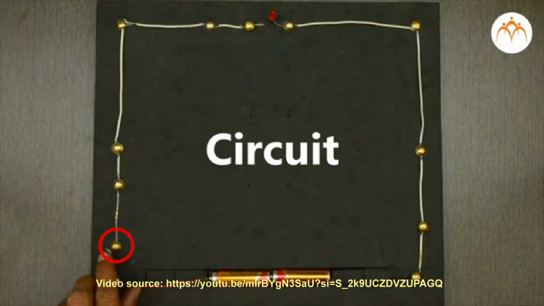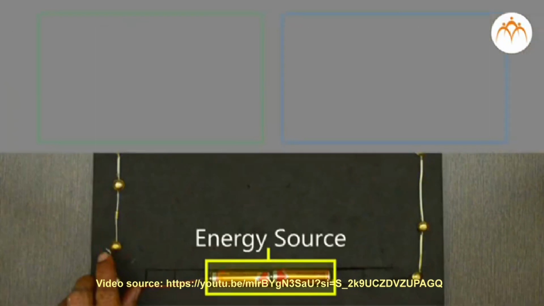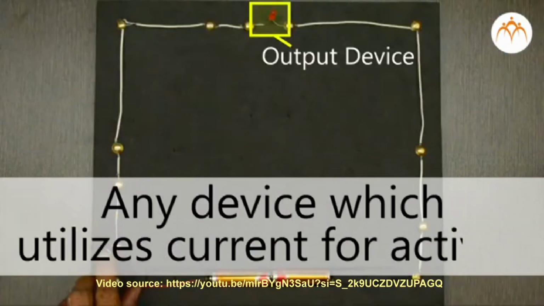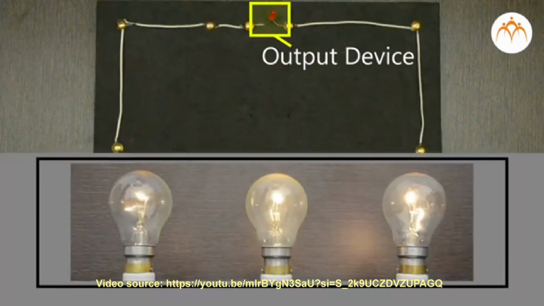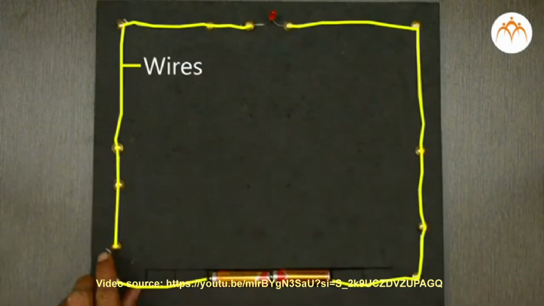An electric circuit has 3 parts: energy source, output device and wires. Energy source can be a battery or a generator. Output device is anything that will use current to do something useful, like turn on a light, play music, or move things like a motor. The wire transmits electric current.